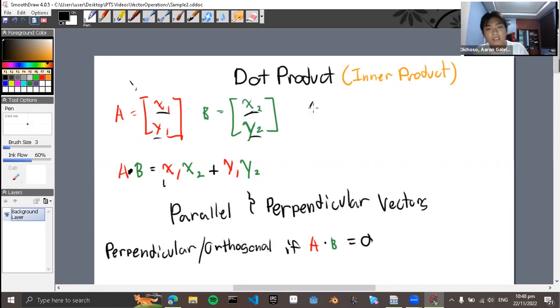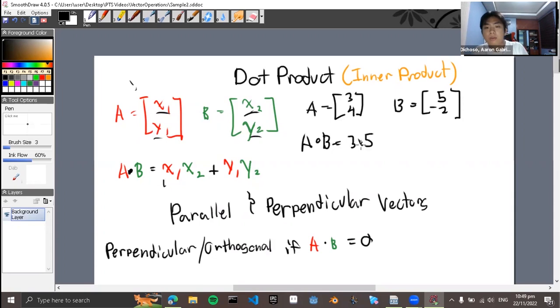Try natin. Let's say A is equal to, paborito natin, (3, 4), and B is equal to (5, negative 2). Then A dot B would be equal to 3 times 5 plus 4 times negative 2. Take note that because of this operation, it would actually give a scalar value. Magiging scalar value siya, hindi vector, not a vector. So this would give 15 minus 8, which is equal to 7.